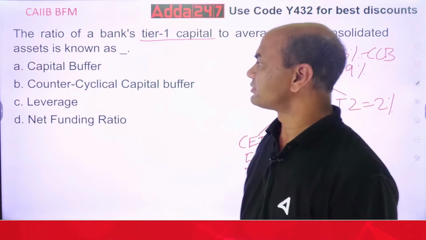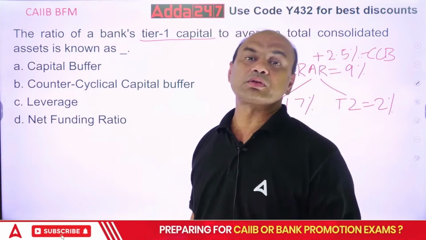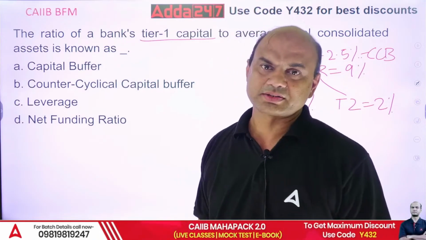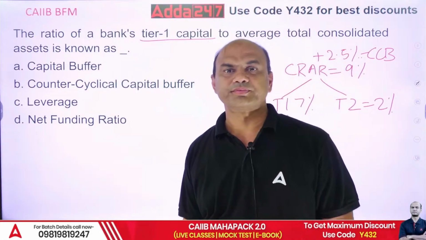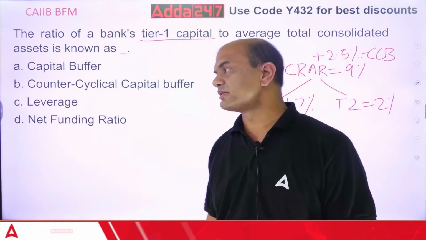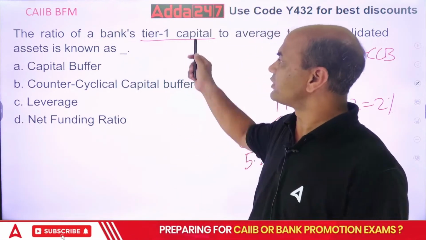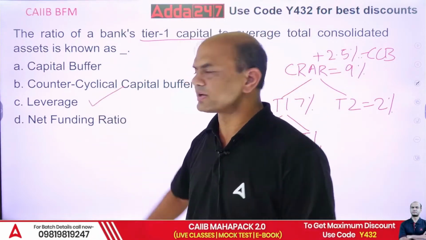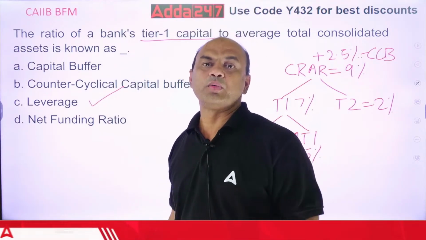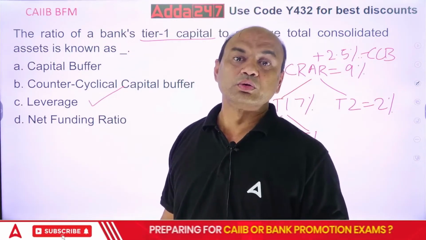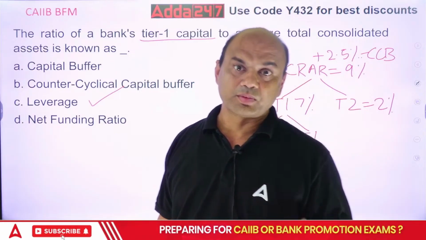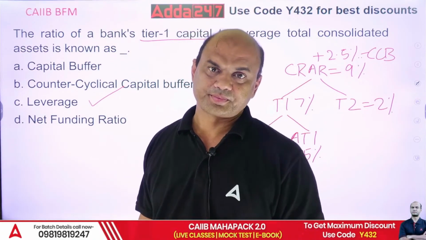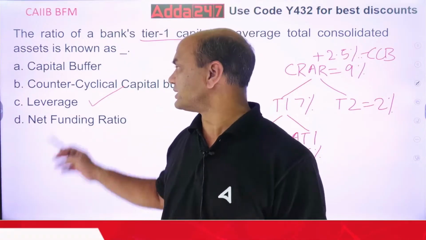Capital buffer means capital conservation buffer. What is it called? Firstly understand this, tier 1 upon assets. Actually, the meaning is leverage ratio. What is leverage? How much assets I am having or how much loans I am giving with reference to the tier 1 capital. Okay. So that is basically leverage.